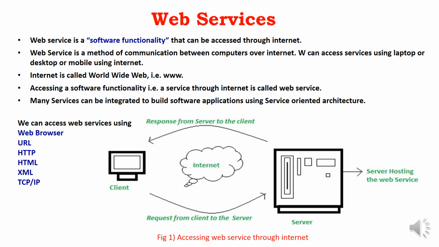We can access services using laptop or desktop or mobile using internet. Internet is called World Wide Web. Accessing a software functionality, that is a service, through internet is called web service. Many services can be integrated to build software applications using service-oriented architecture. We can access web services using web browser and URL. URL is the address and web browser is the browser with which we can access the service.